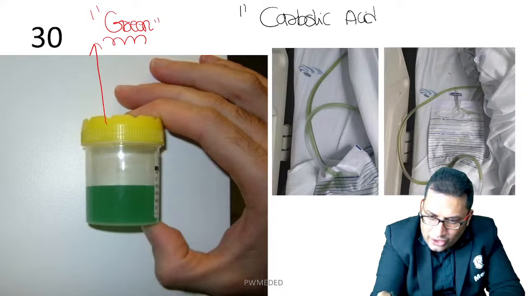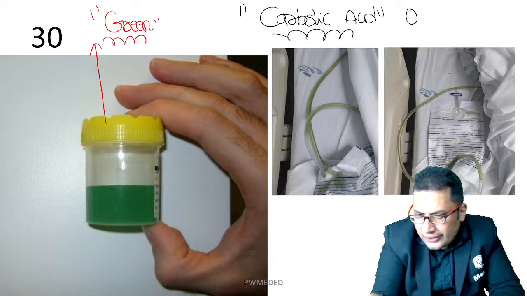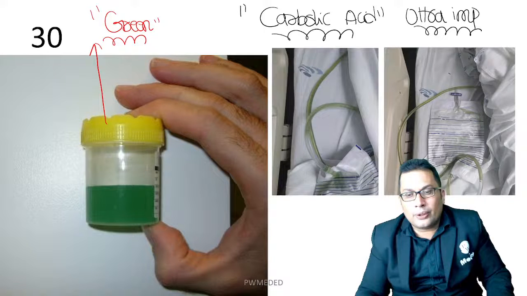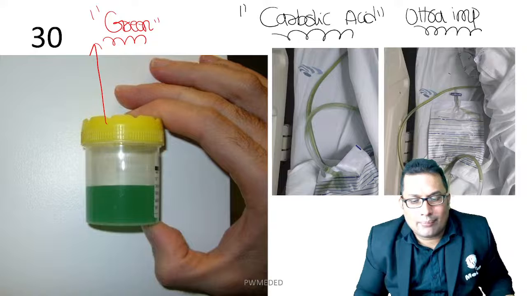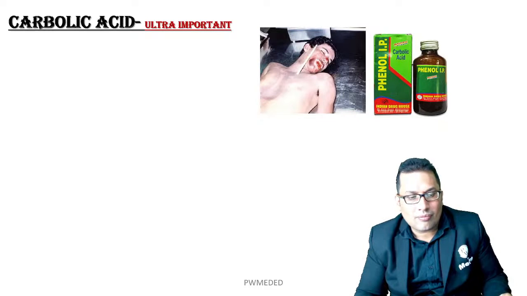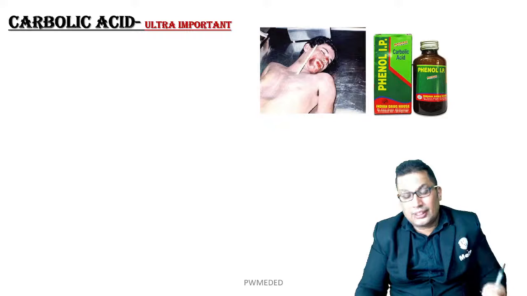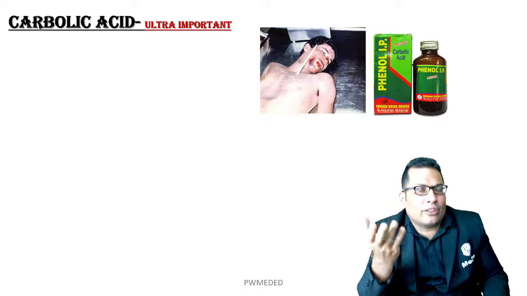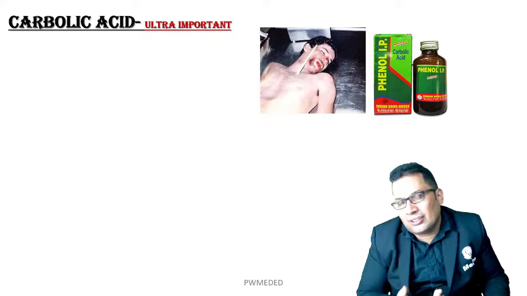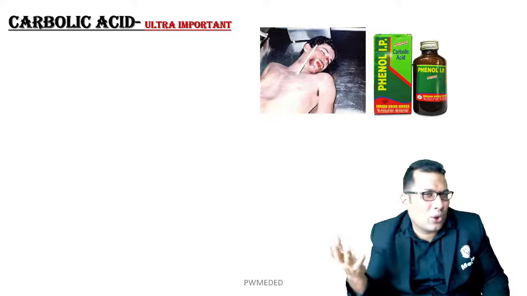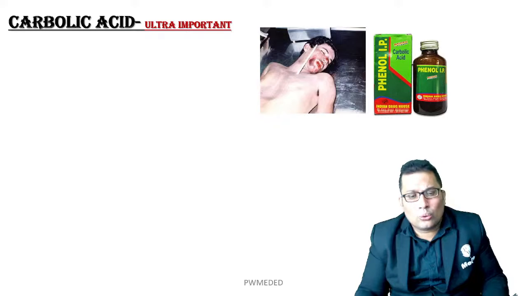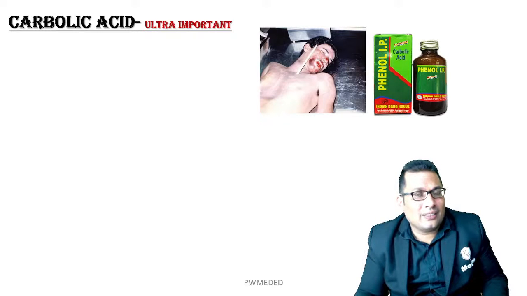Carbolic acid poisoning. Carbolic acid is an ultra important topic, very commonly asked. It is the super duper topic of the FMGE exam. Carbolic acid is a systemic acid. It is nothing but phenol. Most of the disinfectants consist of phenol, Pressol, Dettol and all. They consist of some amount of carbolic acid. It is a disinfectant.